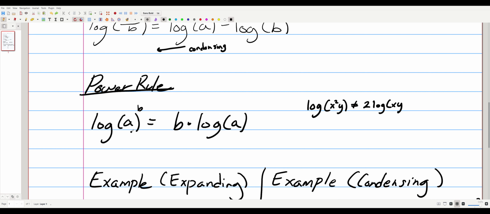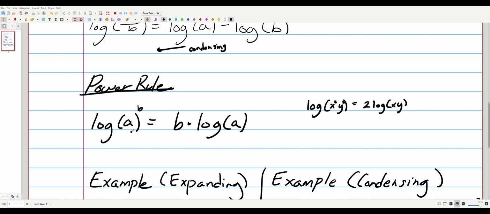But if, for instance, instead of the 2 belonging just to the x, it belonged to the entire argument, then we would have this equivalence, because we could put that 2 on the x and on the y, right? And then we would be able to give the 2 to the entire logarithm.